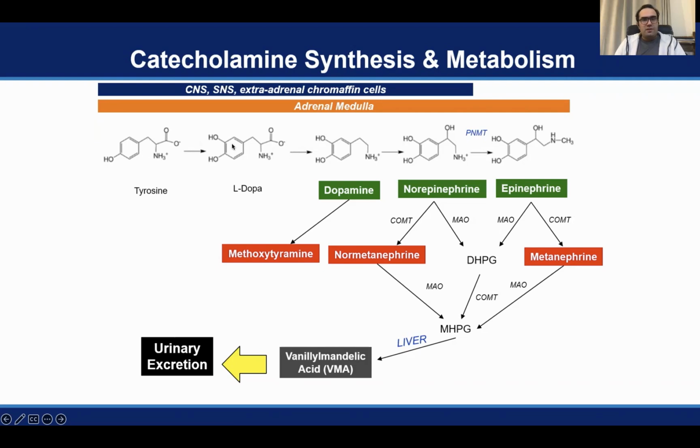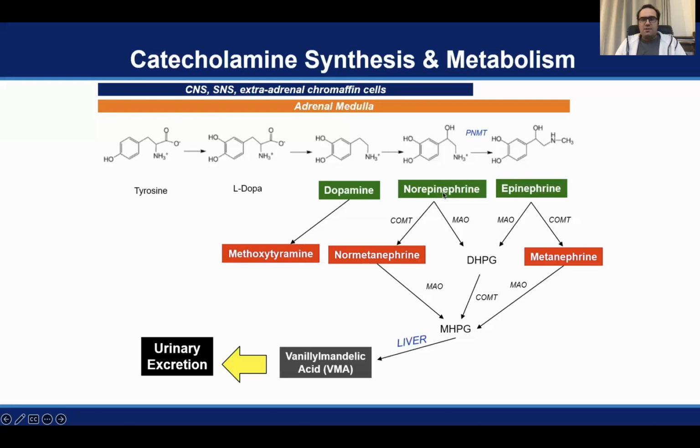So tyrosine to levodopa to dopamine and then norepinephrine, this occurs in both the adrenal medulla and in the paraganglia, which are the sympathetic nervous system. But after that, the PNMT is only in the adrenal medulla, so epinephrine will only be made in the adrenal medulla. So this has importance in the clinic. We will discuss that. But just understand that dopamine, norepinephrine, and epinephrine are episodically produced and very difficult to measure. These are called the catecholamines.